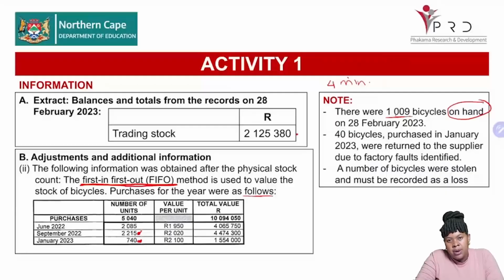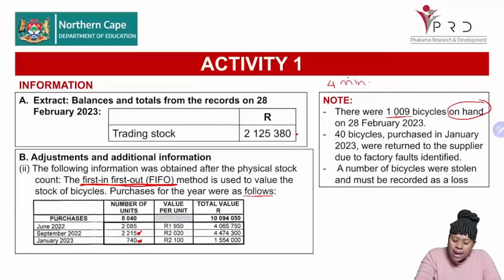Some of the bicycles we purchased in September will also be still there because that would accumulate the 1,009. So when we read further, please, grade 12s, whenever you are reading information, don't just read the first line and assume that that is the end of it. There's a reason why the examiner is giving you additional information to take into consideration.